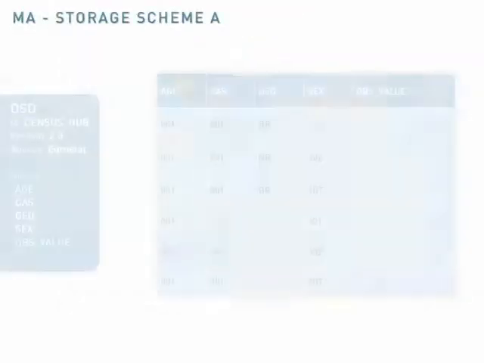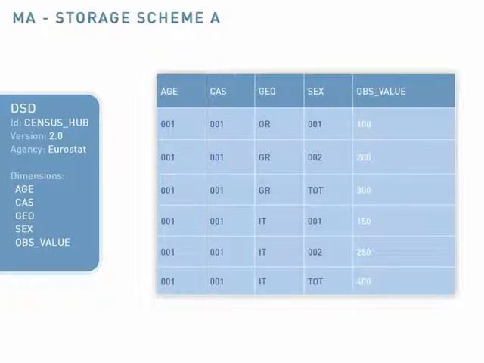Now, we have a look at the available storage schemes for the local databases. The storage schemes reflect the type of the physical storage of local data in the local non-SDMX database. The following segments illustrate in a simplified way the storage possibilities which are currently implemented for operation with the Mapping Assistant tool. Scheme A is the most simple one.